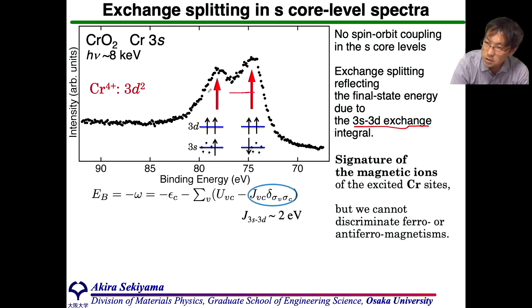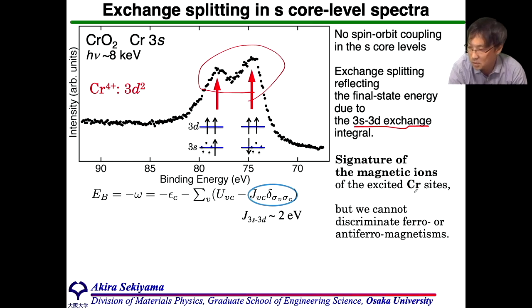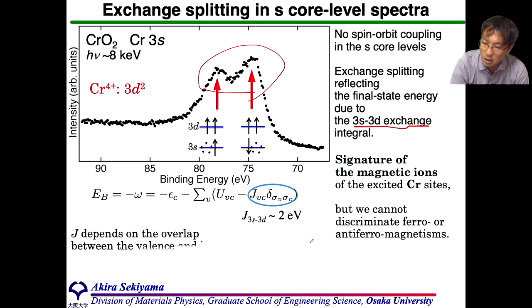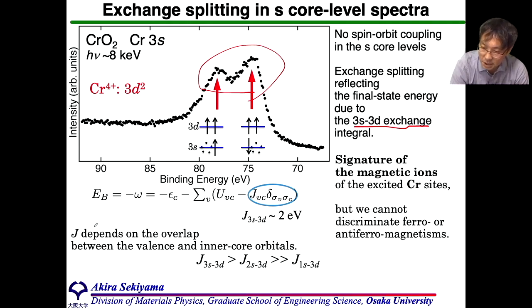So this two-peak feature indicates the signature of the magnetic ion of the chromium site. But this is an interatomic effect. We cannot discriminate the ferromagnetic or antiferromagnetic. Anyway, J means the exchange energy depends on the overlap between the valence and inner core orbital.